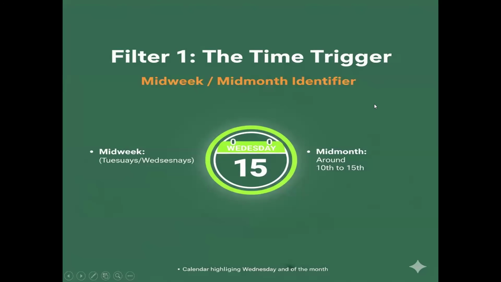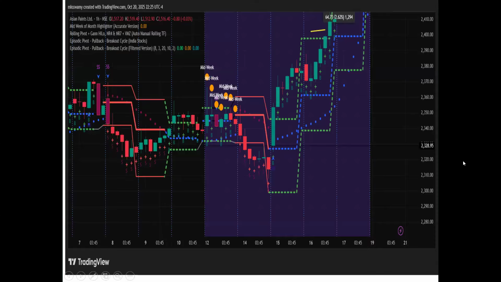The first filter is the time trigger. That is very, very important. Timing is most important for an option buyer. So with the help of the indicator, we are going to select mid-week or mid-month. We are tracking the price actually. Here, this is the indicator which highlights on its own the midweek of the month. Automatically it starts coding for that.